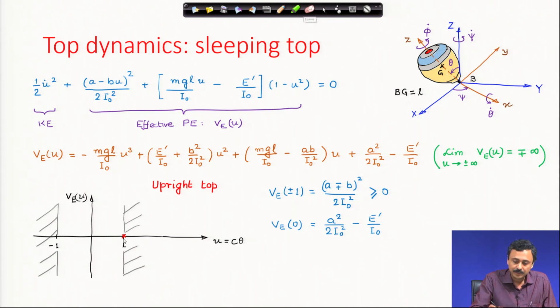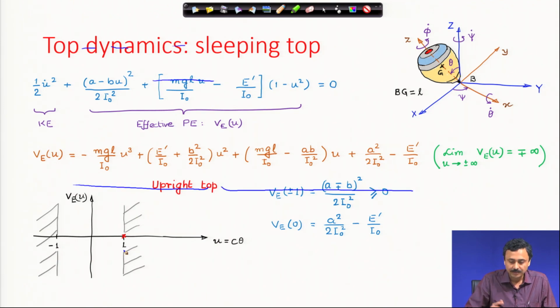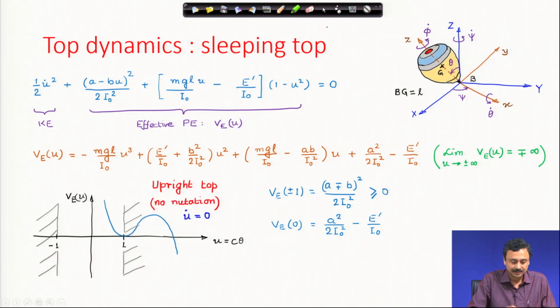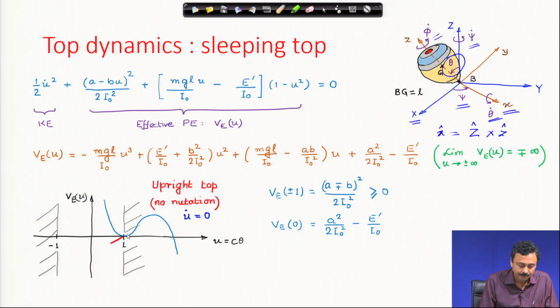Therefore, the configuration of our top is such that u is equal to +1, and if it is not to nutate, if it is not to oscillate, then I must have this picture for the effective potential energy curve. Why this picture? Because, as I have mentioned, physically acceptable potential energy values are negative. Now, that means this curve cannot go down, it must be this way.